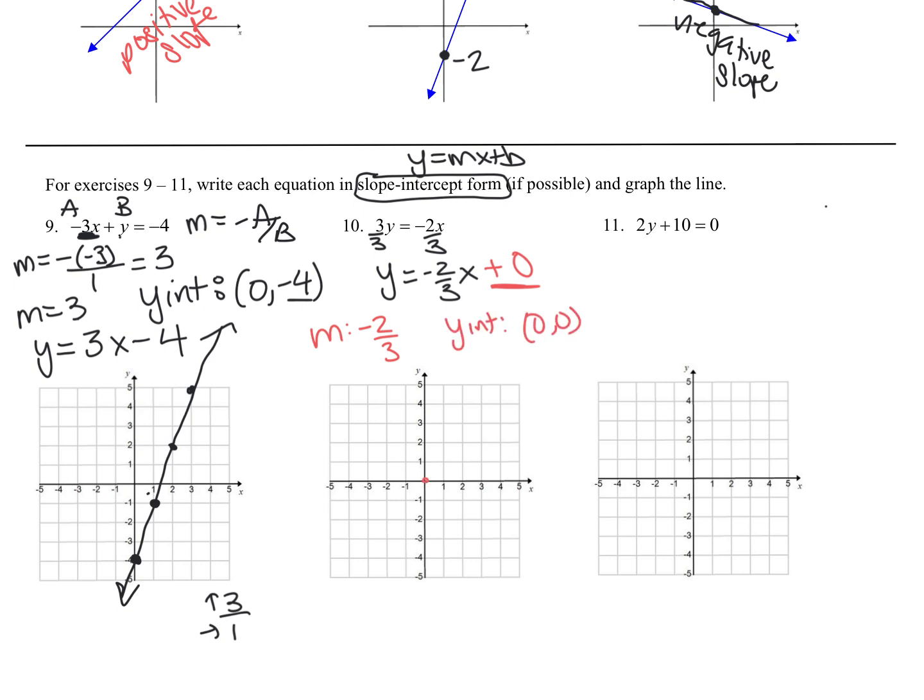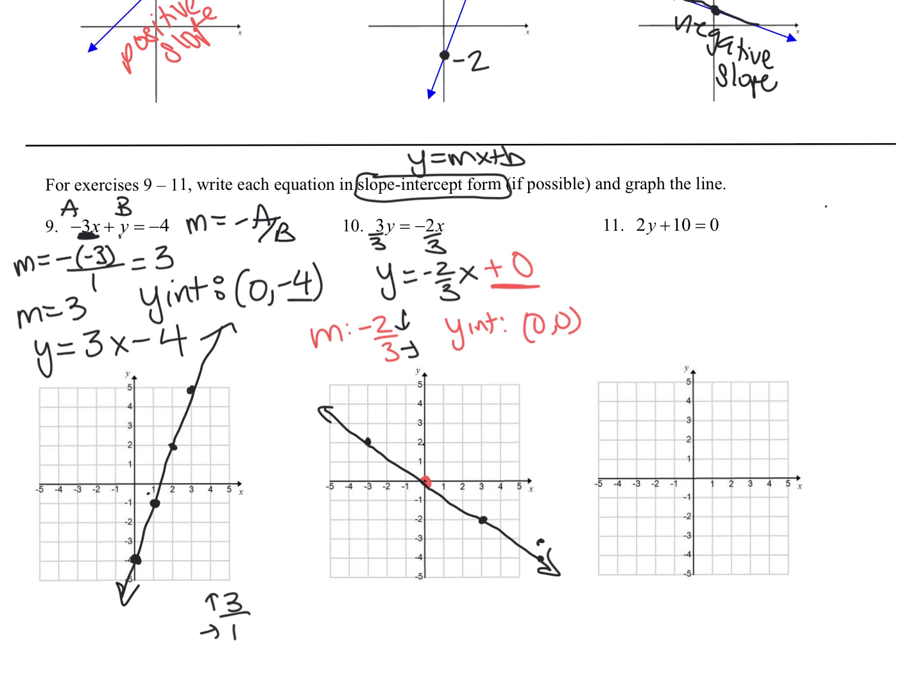So I'm going to have a 0, 0, and then since it's a negative 2, I'm going to go down 2 to the right 3. So down 2 to the right 3, and down 2 to the right 3. I could also go up and to the left to get another ordered pair on my graph. So what's cool about it is you can either go down and to the right, or you can go up and to the left, and you'll see that it falls on the same line.